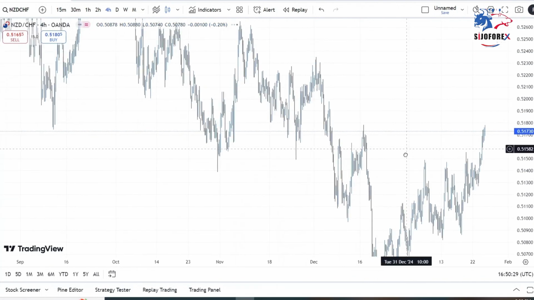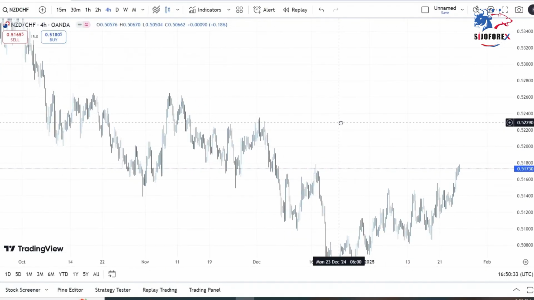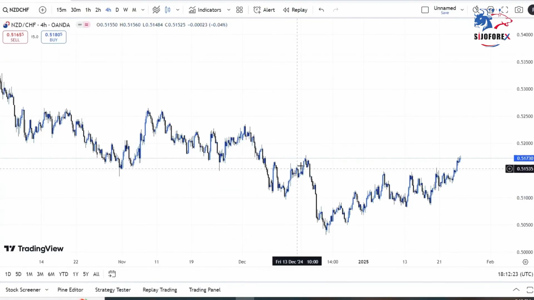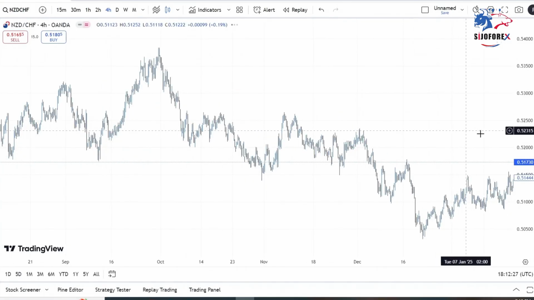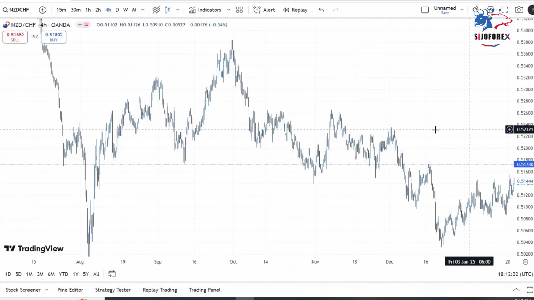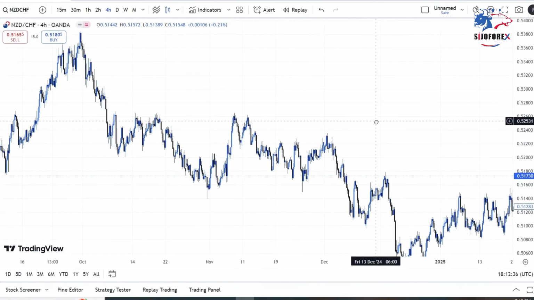So let's come here. The first thing that you need to have, I don't need to tell you as a beginner, is that you need to know how to draw your trend line. How to draw your trend line is going to be another topic someday, but I just want to show you the instrument that you'll be using to draw a trend line.